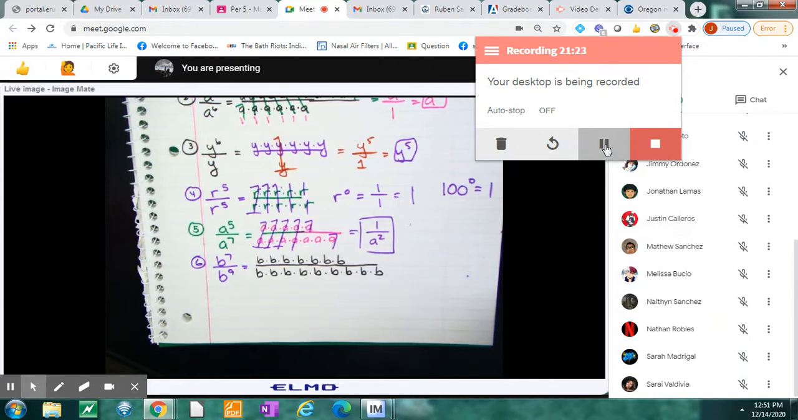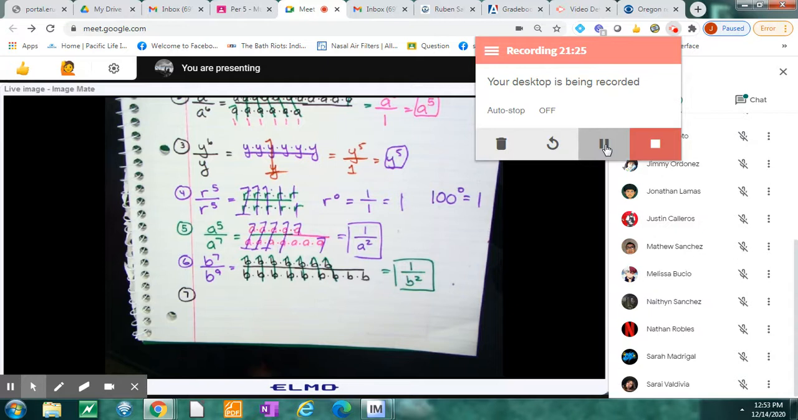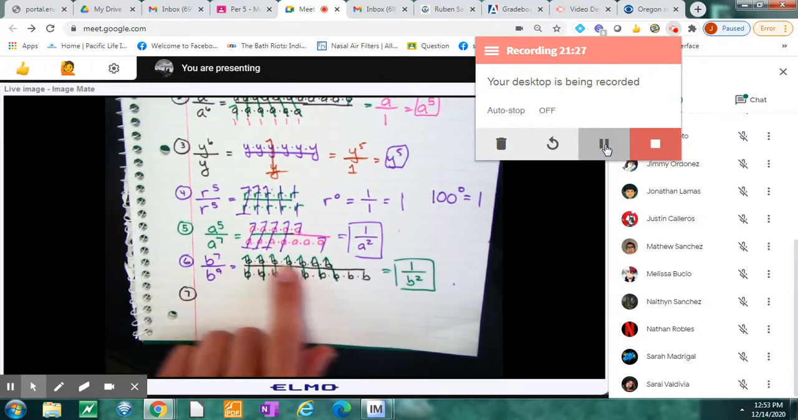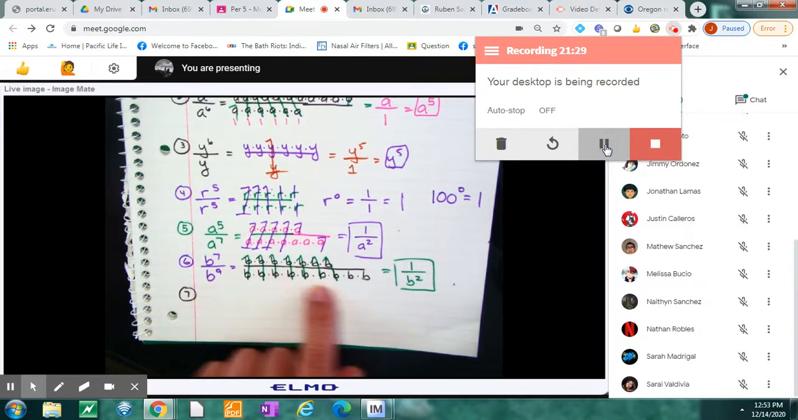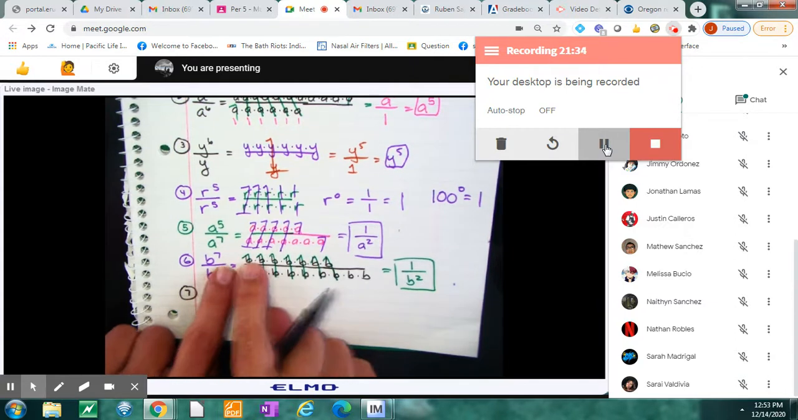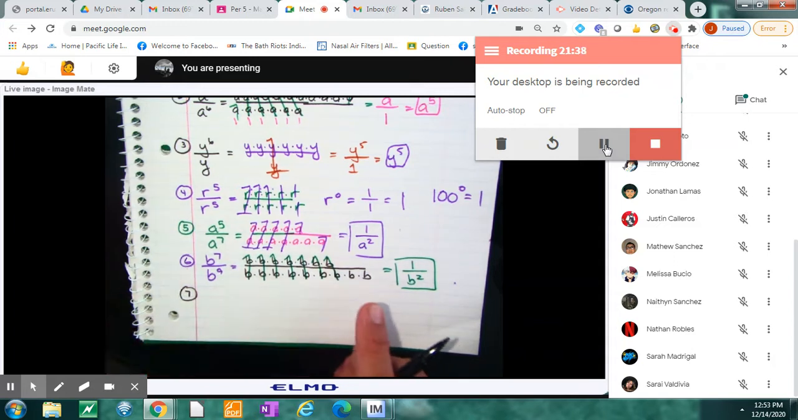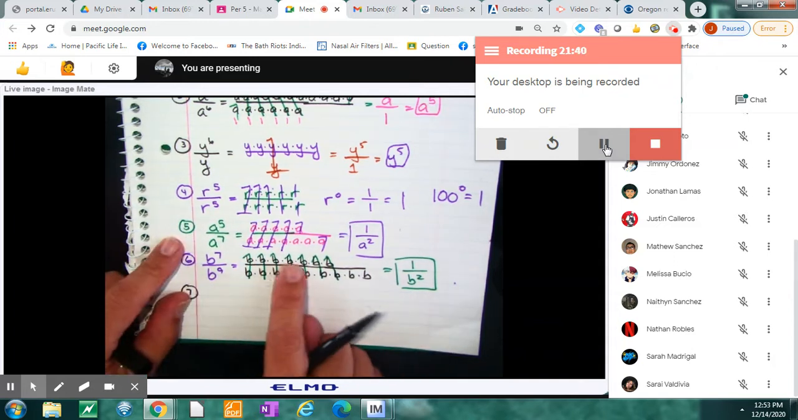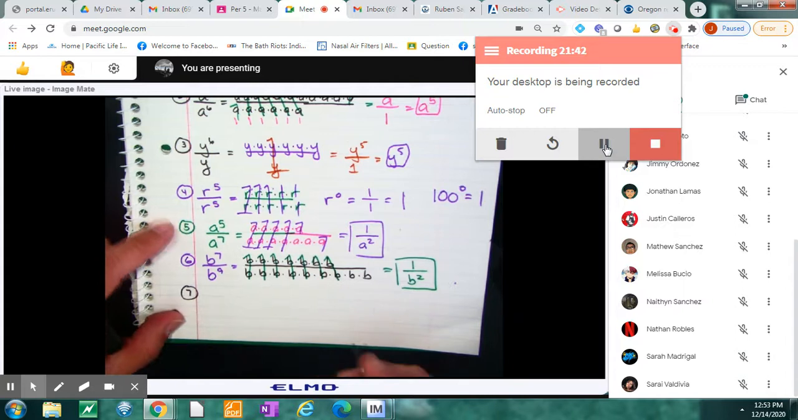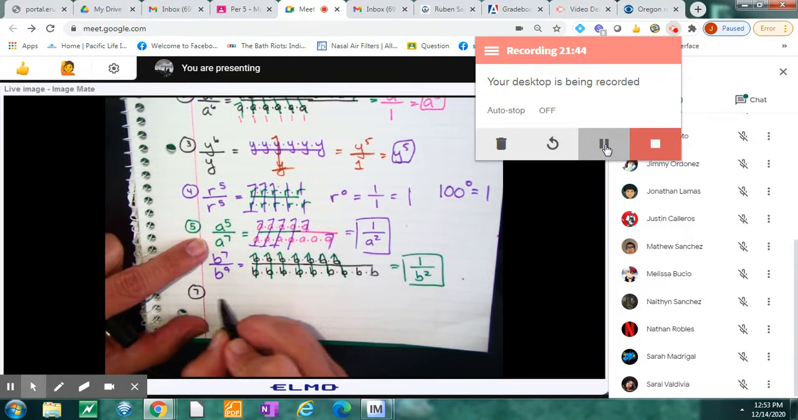So again, for this one, B to the 7th, B to the 9th, cross them out, giant ones, right? So over here, we don't have any B's. So B to the 0 is basically 1, right? Because 1 times 1 times 1 times 1 is 1, all right?